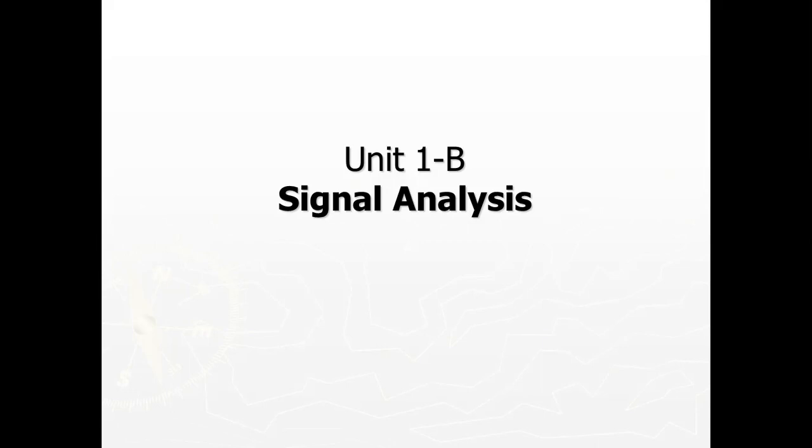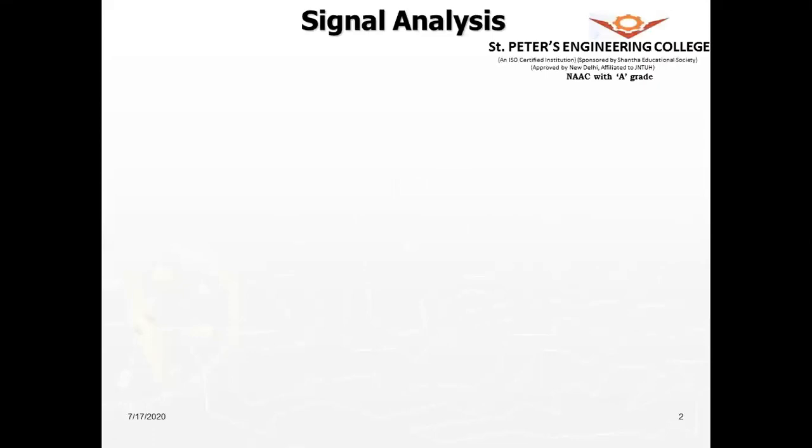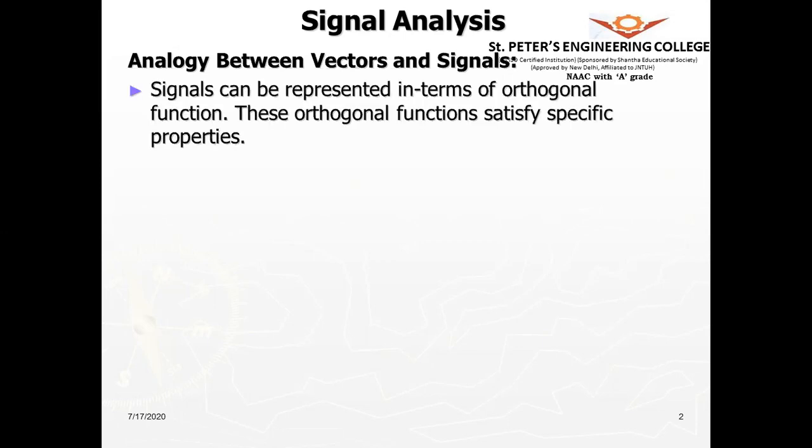What is a vector? A vector has magnitude and direction. If it has only magnitude, we call it a scalar. There is a lot of commonality between vectors and signals. All signals can be represented in terms of orthogonal functions. And these orthogonal functions specify some properties.